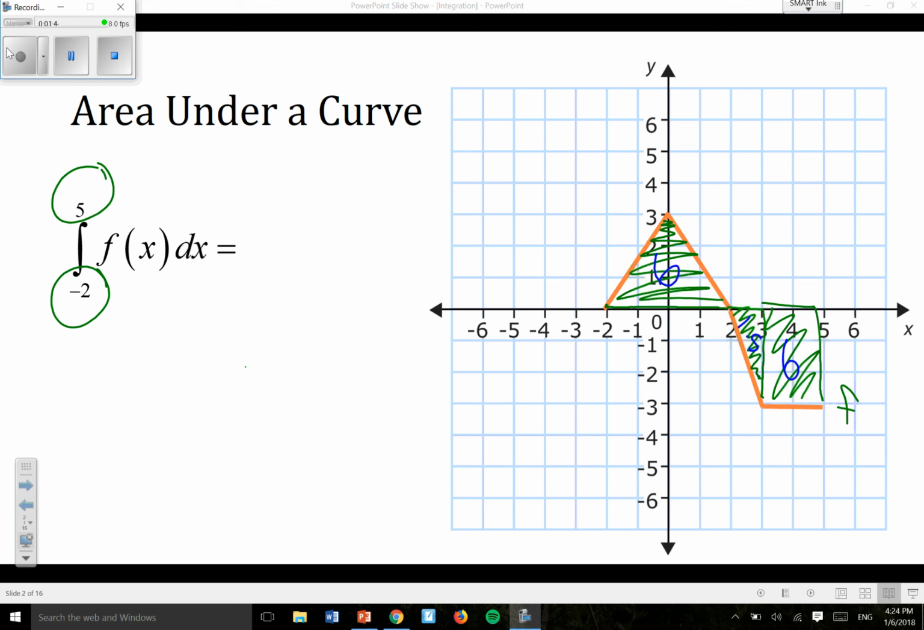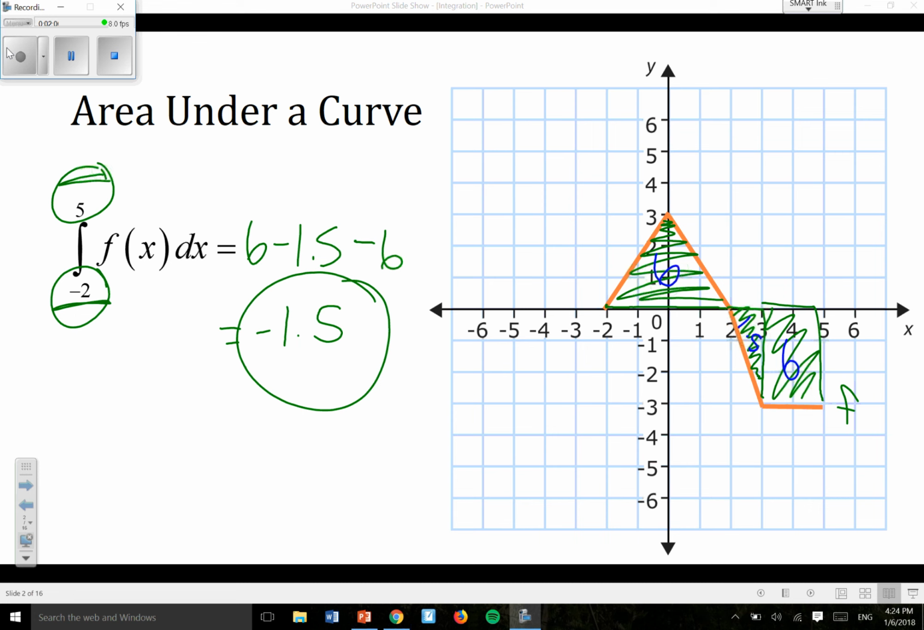It's important to remember, however, that if we're moving from left to right, then area above the x-axis is what we call positive area, area below the x-axis is negative area. So we have a positive 6 minus 1.5 minus 6, meaning that that integral, the area between the curve and the x-axis, is actually equal to -1.5.